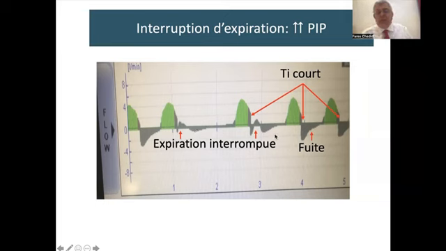At the same time here, we have, as you see, inspired flow and expired flow. The area under the curve of the inspired flow is bigger than the area of expired flow because of a leak, but there is no problem because of leak compensation. Also we see that the inspiratory time is being interrupted here. I'll show in a few slides how short inspiratory time can affect the PIP. But for now, let's remember that interrupted expiration could increase the PIP in a false way.